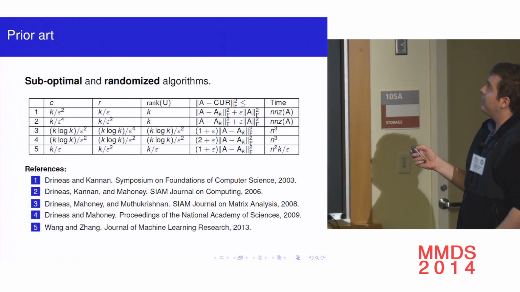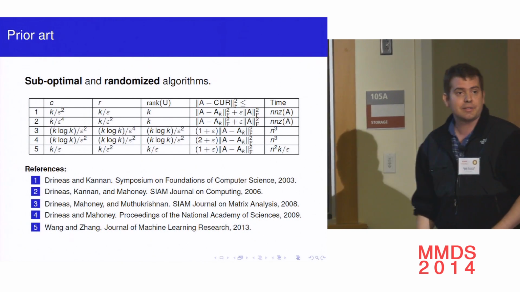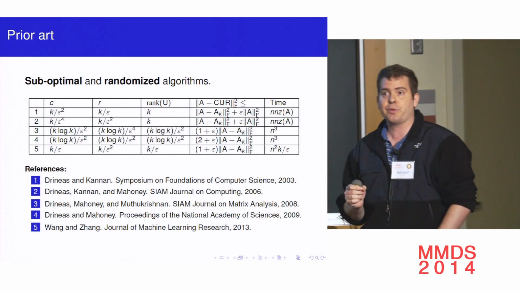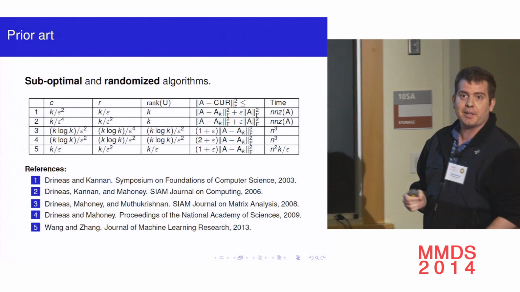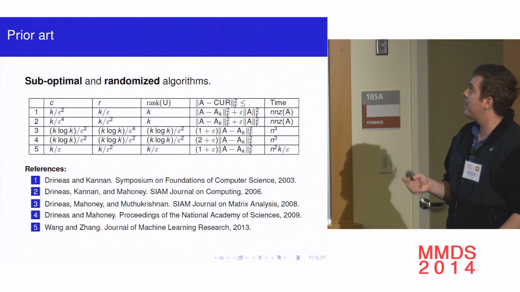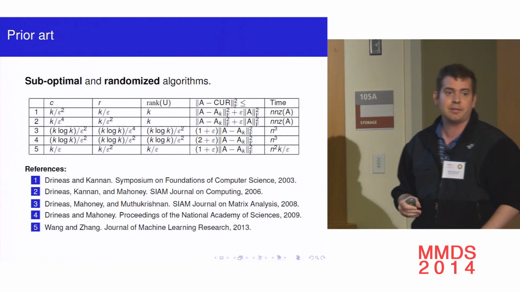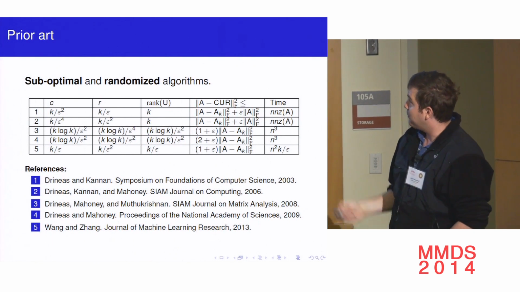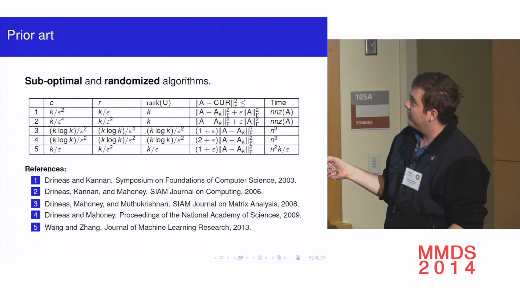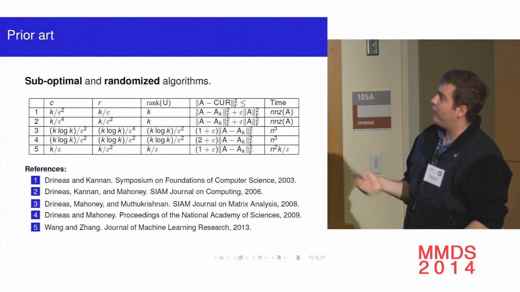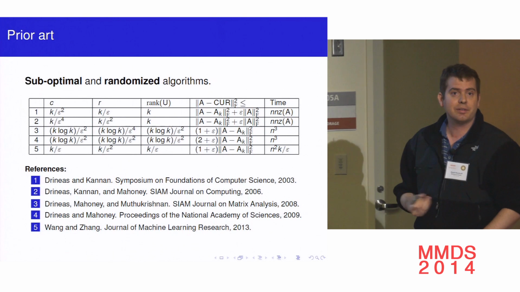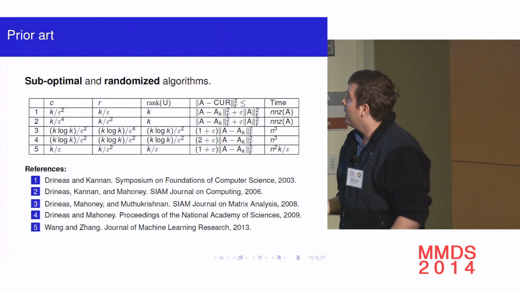What they do, though, is they achieve additive error instead of the relative error framework that I described, which is sometimes okay, but in other cases, the error might be much larger if the singular values decay rapidly. They get roughly k over epsilon rows, k over epsilon squared columns. These are the type of numbers we're looking at.